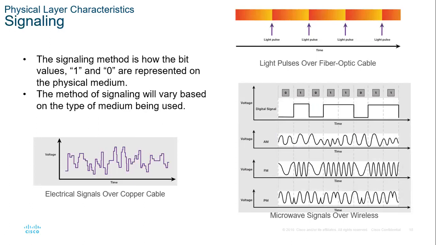Physical layer characteristics: signaling. The signaling method is how the bit values 1 and 0 are represented on the physical medium. The method of signaling will vary based on the type of medium being used.